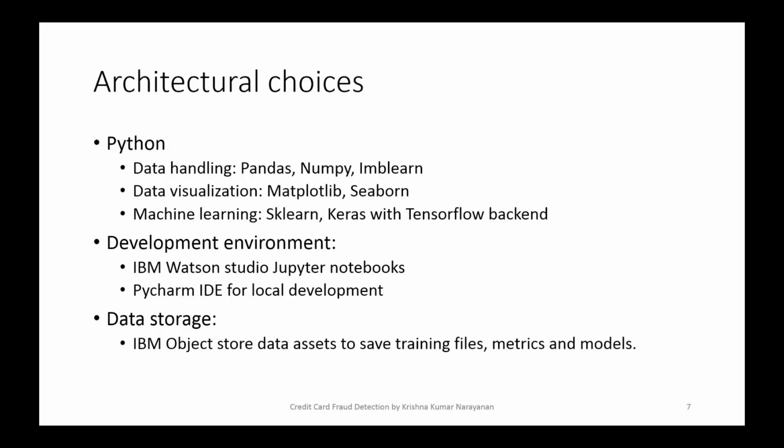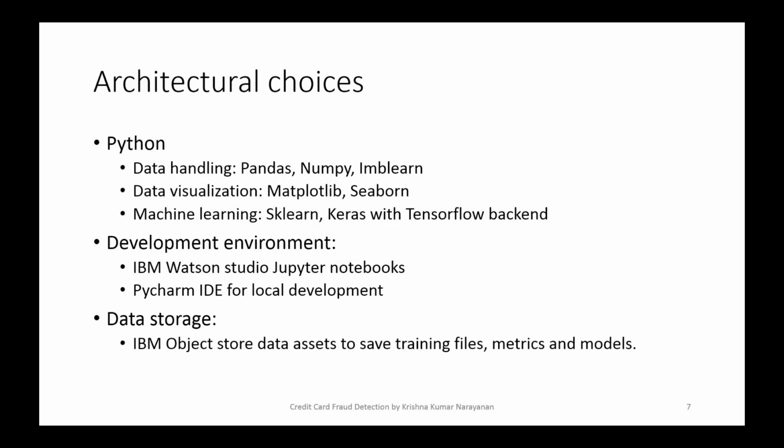What are the architectural choices that I made? The whole project is done in Python. In Python for data handling, I used pandas, numpy, and imblearn. Imblearn is the module for imbalanced data set handling. Matplotlib and Seaborn for data visualization, followed by sklearn, the scikit-learn module, for machine learning, and Keras with TensorFlow as backend for deep learning.